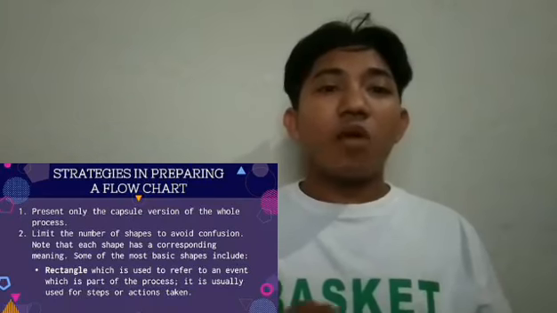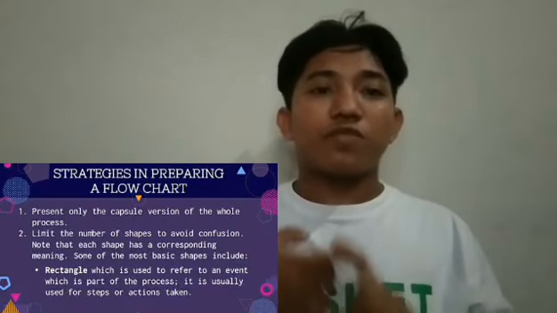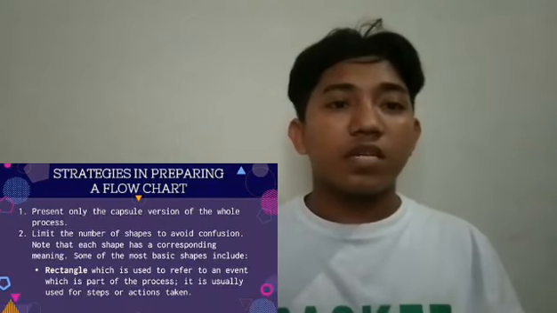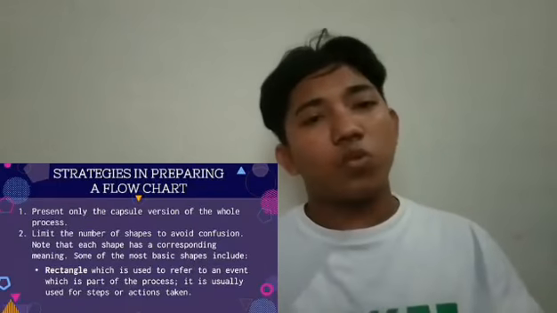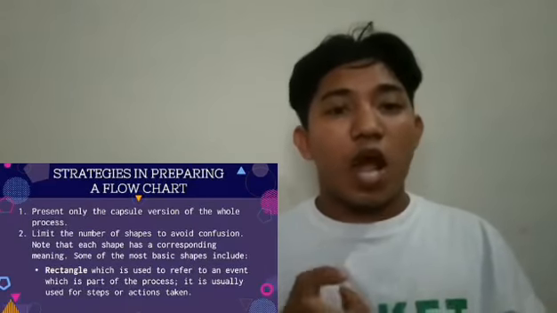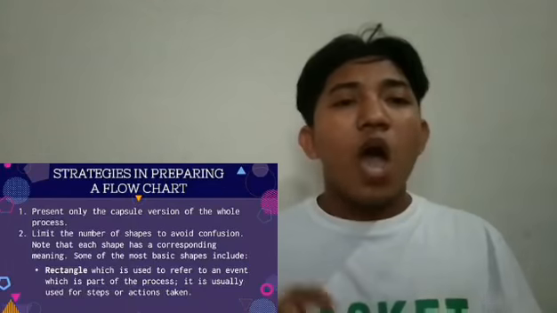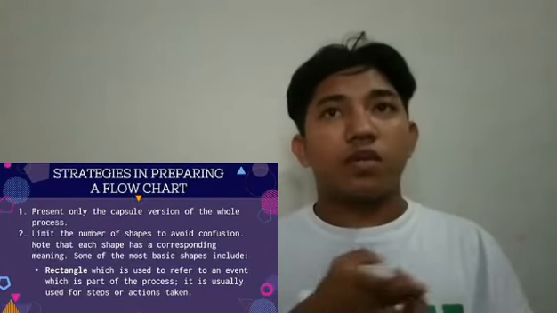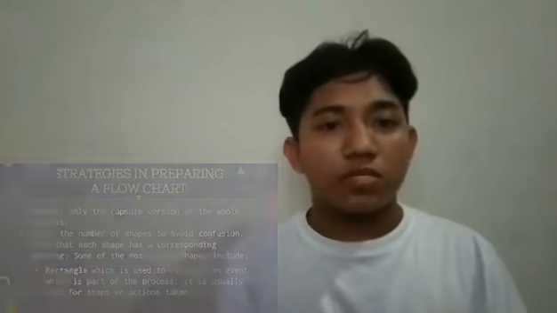The last is the rounded box, which is used to represent an event which occurs atomically. It is usually used to denote the start and the end of the whole process. When we say denote, these are just alternate symbols for the start and end points.